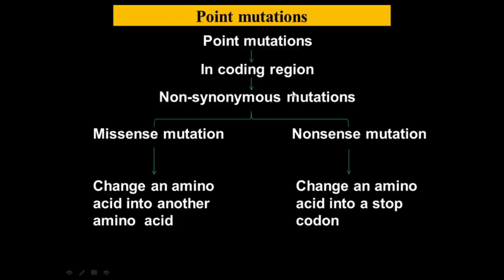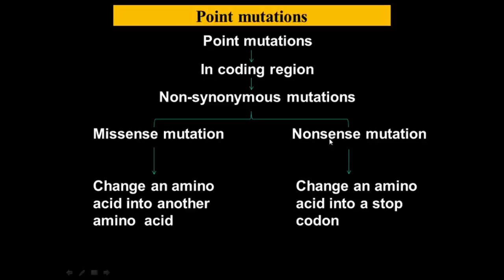If the point mutations occur in the coding region, then what will happen? They are called non-synonymous mutations. That may be a missense mutation or a nonsense mutation. What are missense mutations? They change an amino acid into another amino acid. Means the sense strand is producing another amino acid in place of the previous one. That is a change. And in the nonsense mutation, an amino acid is changed into a stop codon.